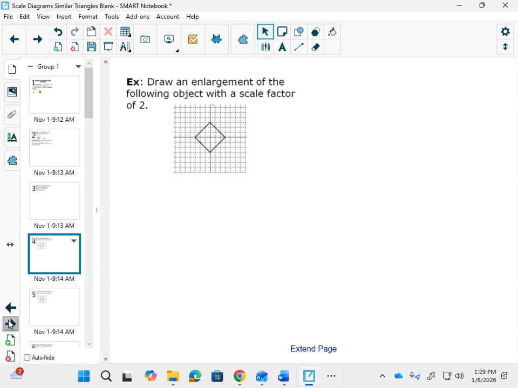First of all, I want you to just try. You can draw it anywhere on there. Make it twice as big. Make all the sides twice as long.